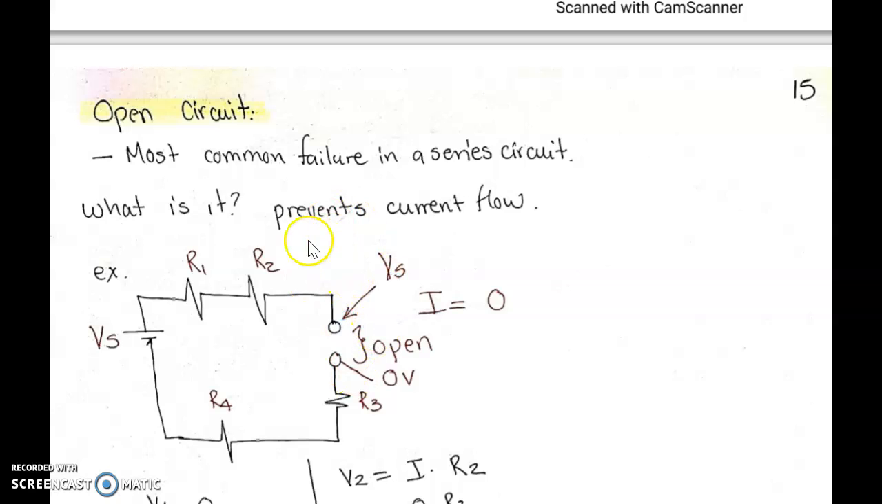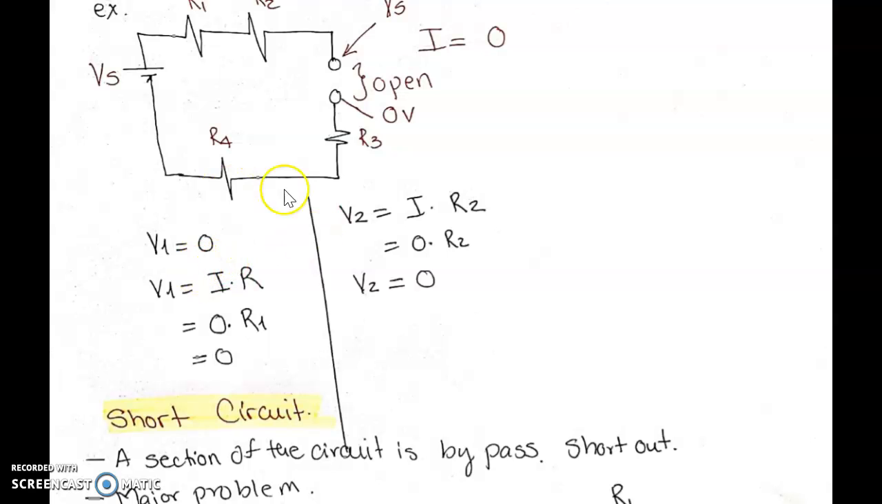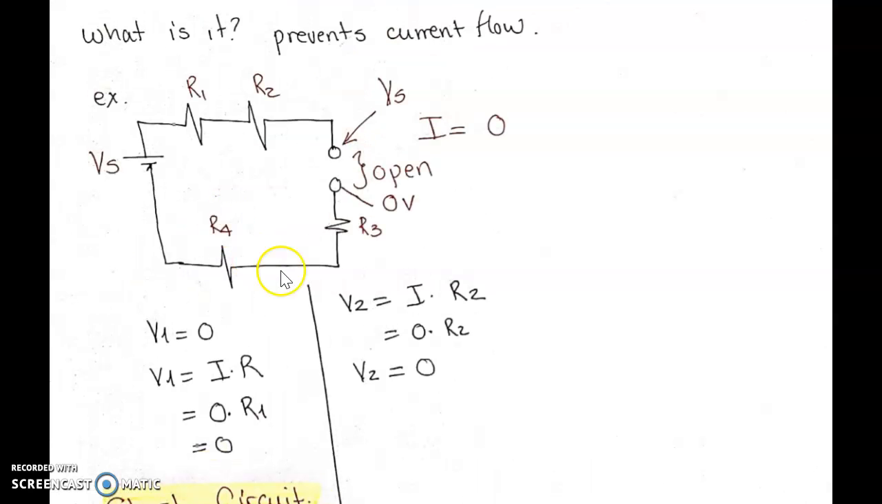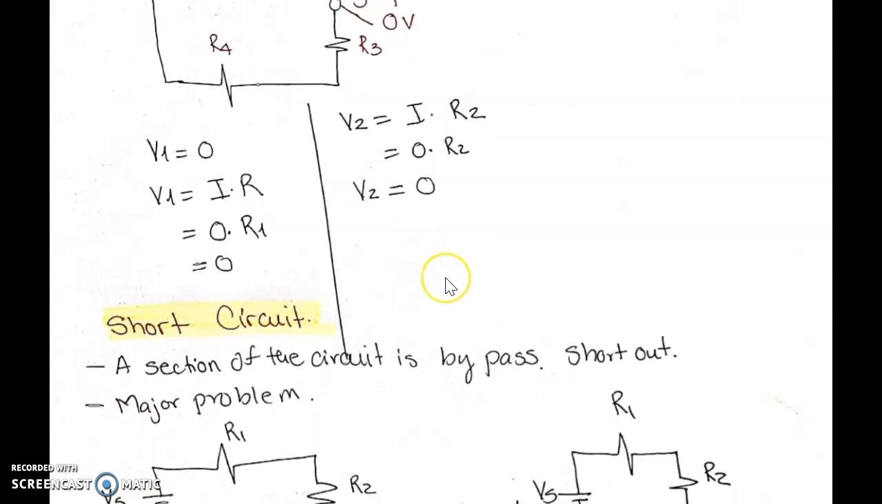So right here, how do we know that there is no current? Because V1 is going to be 0. Why is V1 equal to 0? Because the current is 0. V2 is equal to 0 because I is equal to 0. So what we see at this end is the V source, and what we see on this other end is 0 volts.